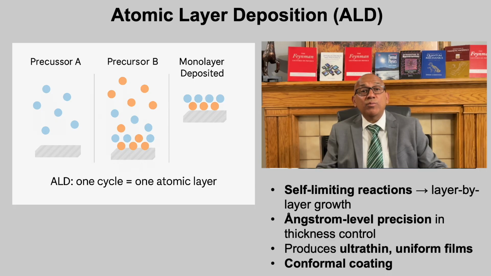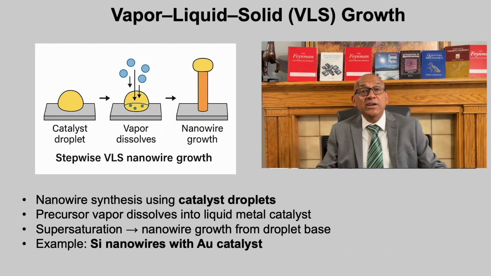Another widely used bottom-up nanofabrication route is vapor-liquid-solid growth, or VLS. In this method, a metal catalyst droplet such as gold is placed on a substrate. Vapor phase precursors like silicon containing gases dissolve into the droplet. As the droplet becomes supersaturated with the precursor, the solid material precipitates out at the liquid-solid interface, causing a nanowire to grow upward beneath the droplet.